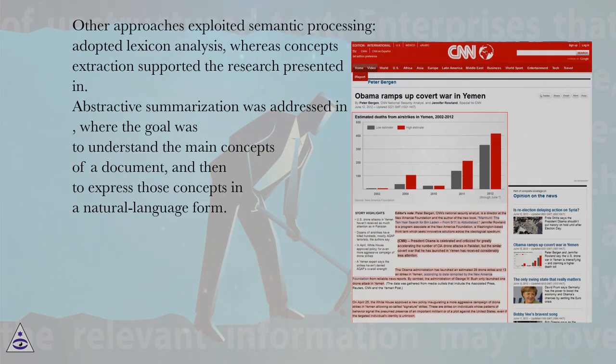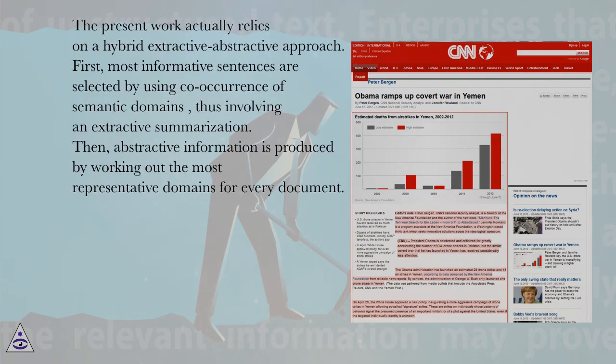Abstractive summarization was addressed in, where the goal was to understand the main concepts of a document, and then to express those concepts in a natural language form. The present work actually relies on a hybrid extractive-abstractive approach. First, most informative sentences are selected by using co-occurrence of semantic domains, thus involving an extractive summarization. Then, abstractive information is produced by working out the most representative domains for every document.